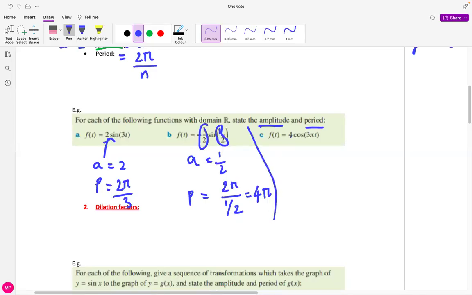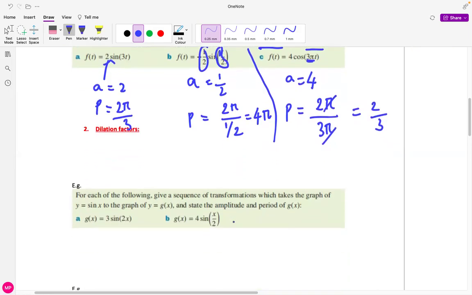For this one, for cos, roughly pretty much the same thing. A equals the number there, which is 4, and the period is 2 pi over n. Now, because t is similar to x, the coefficient in front of t will be n. So we have 3 pi here. So 2 pi over 3 pi, which is 2/3, because pi and pi cancel out.